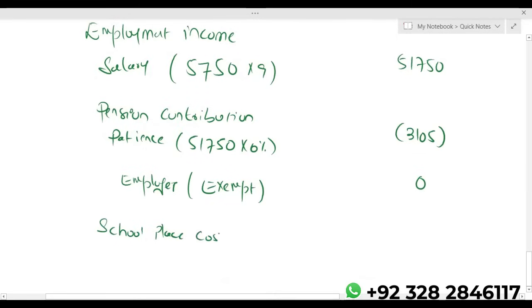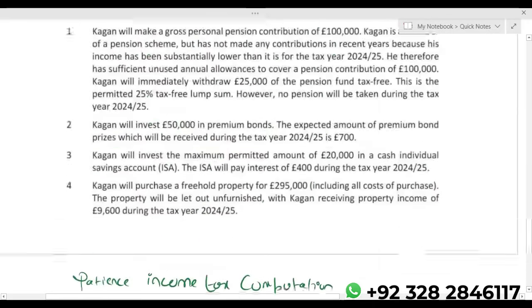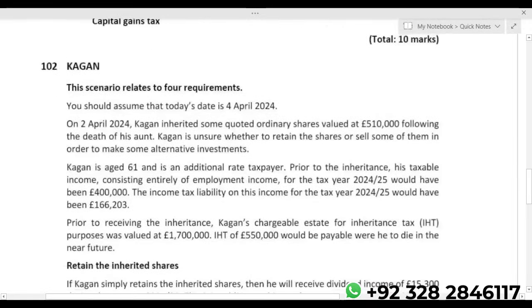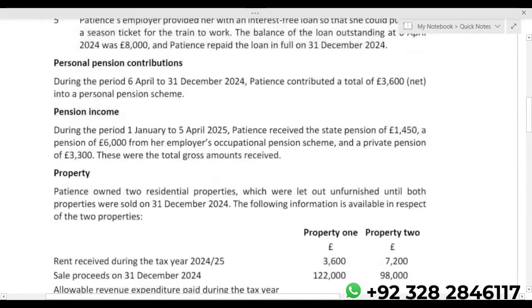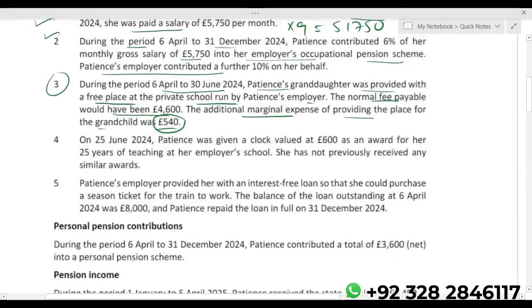Simply cost to employer. Which cost are we talking about? Additional cost, marginal cost. Okay.